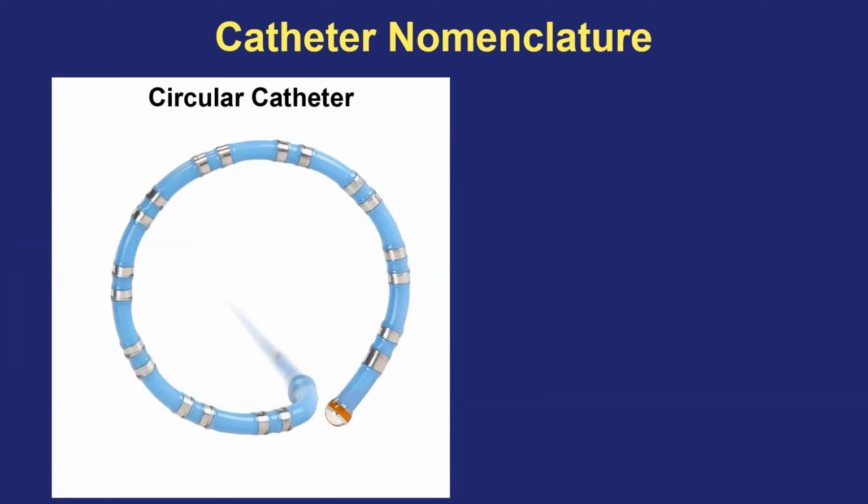And same thing with a circular catheter. Even though it's a circle, it still has an end. So we'll number the electrodes from the distal end backwards, starting at 1 and in this case ending at 20 because it's a 20-pole catheter.